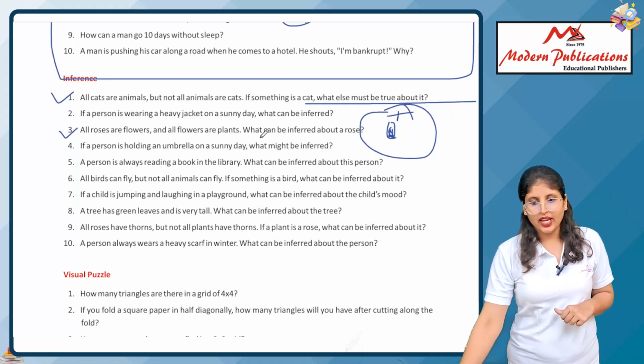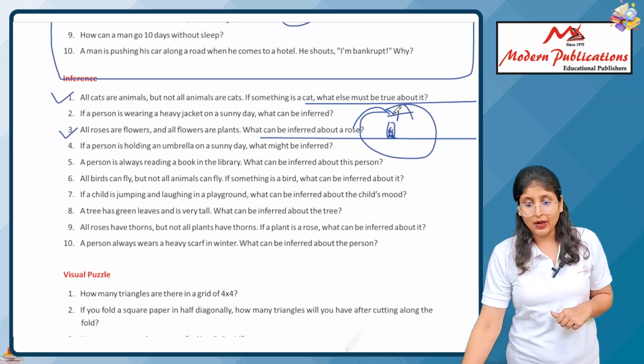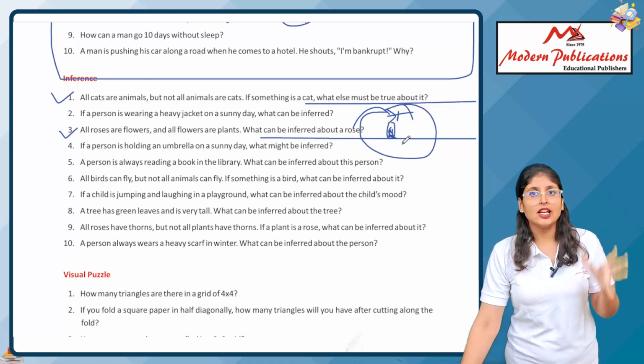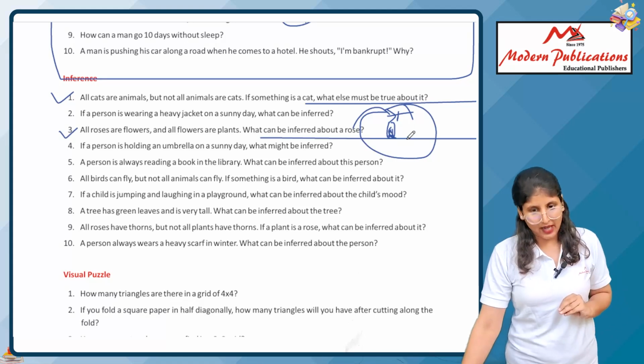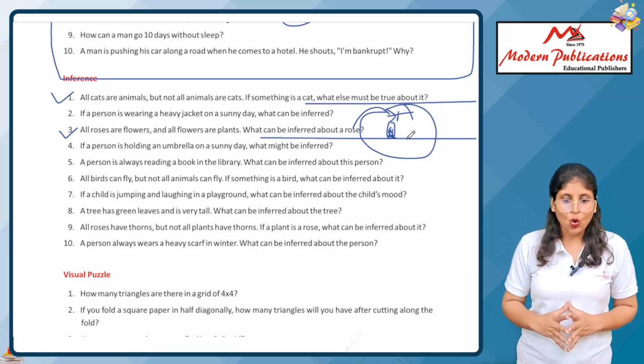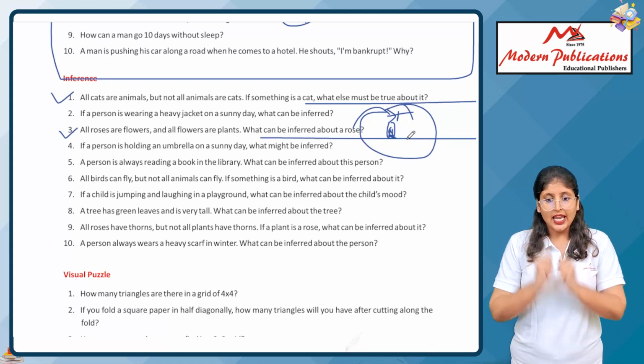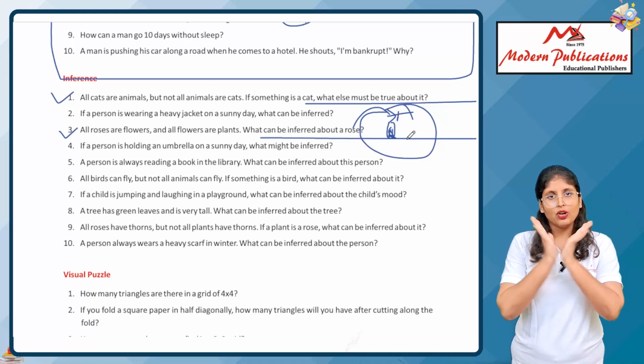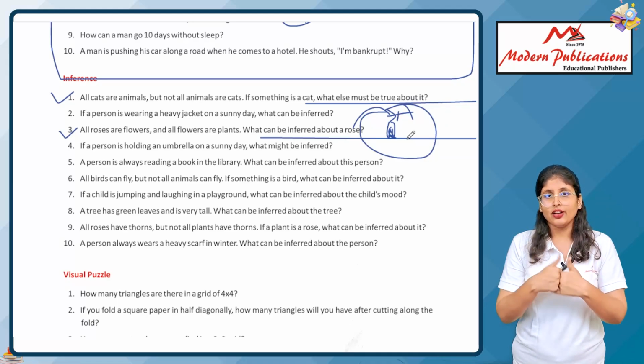So we can call a rose a plant, because all flowers come under the plant. Plant is a big category, so the rose is also a plant. Next, if a person is holding an umbrella on a sunny day, what might be inferred? It means that he is protected from the sun.